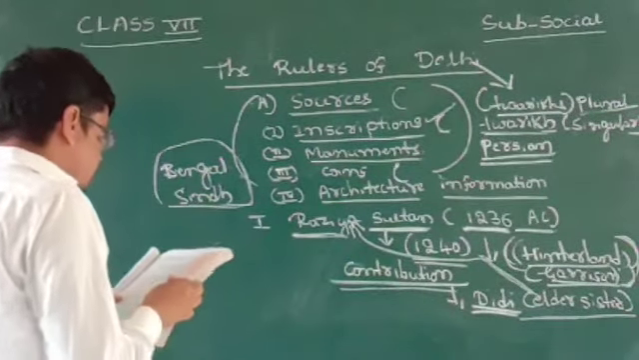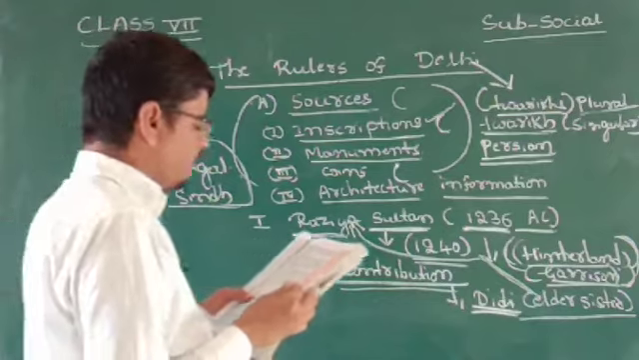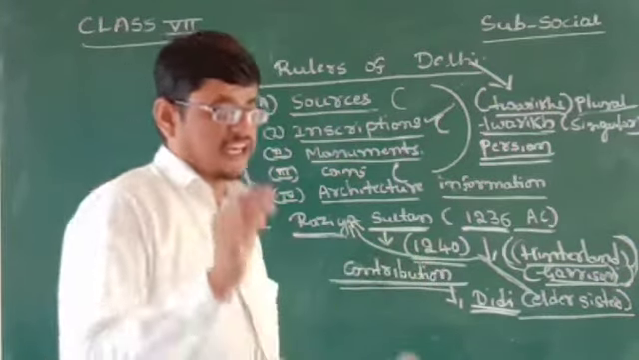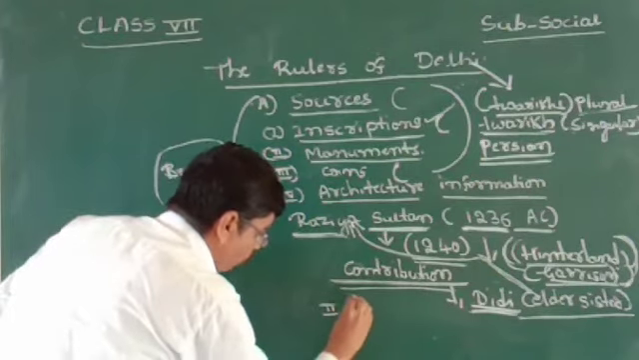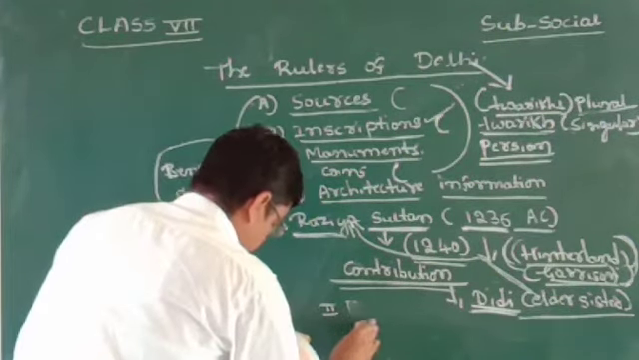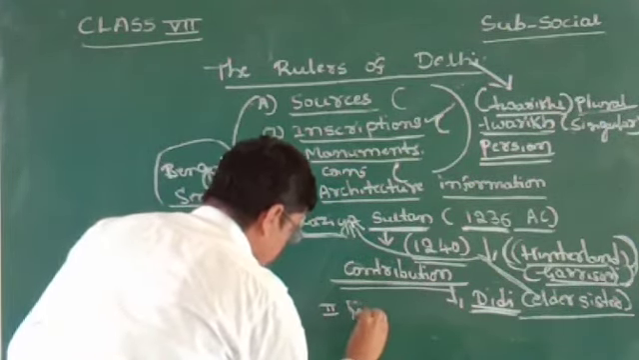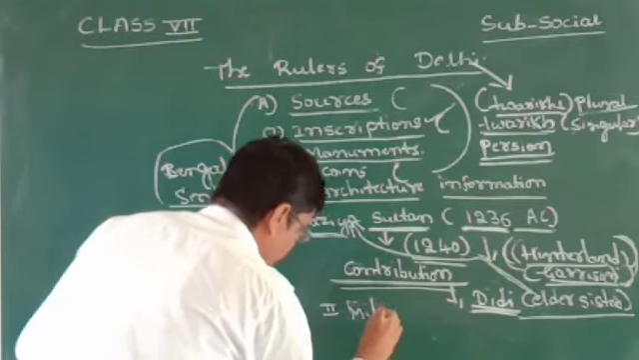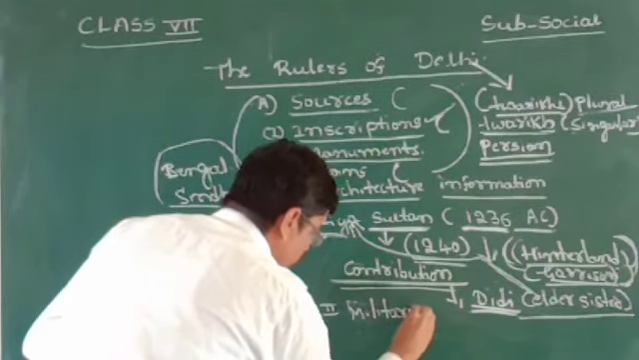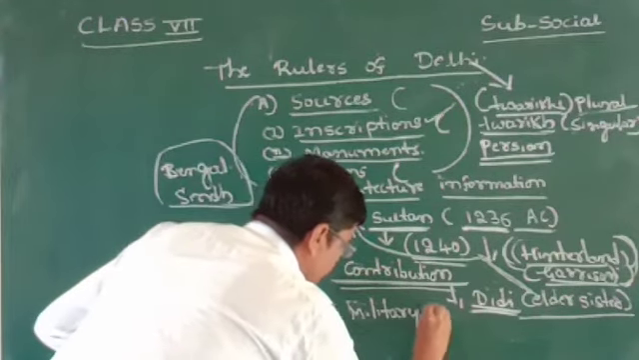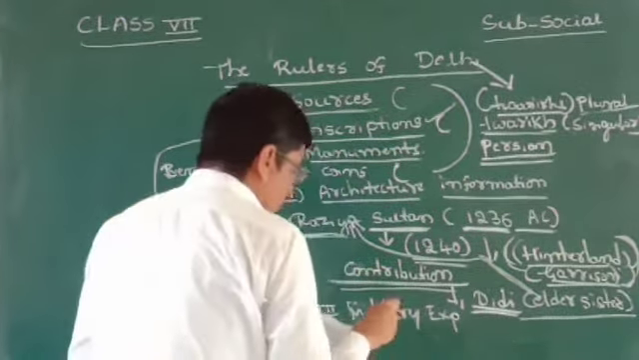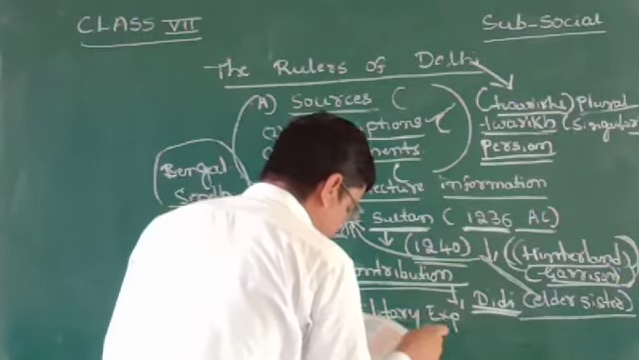The second expansion occurred along the external frontier of the Sultanate, through military expeditions. Next, they gave importance to military expeditions. It was very strong during the time of the Sultans. So soldiers, what were they expecting from the king?